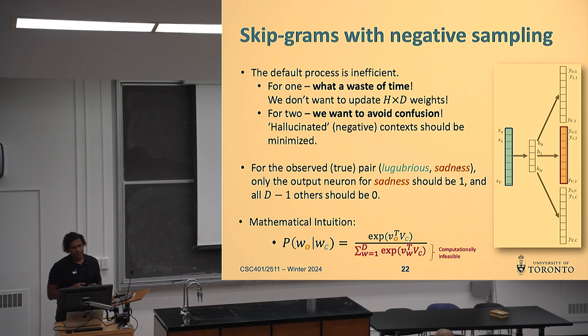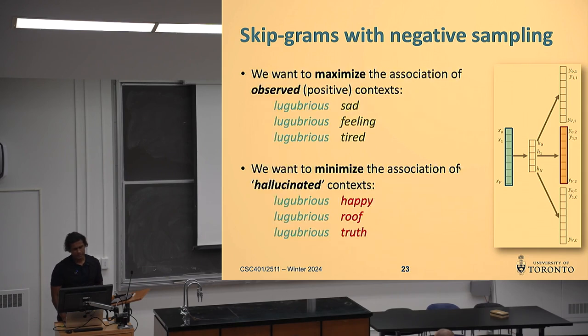So that's one intuition that we can apply in order to make it more computationally feasible. With that intuition, with the running example of lugubrious, we want to maximize the association of positive context, like lugubrious feeling, lugubrious tired, that we think semantically makes sense. And we want to minimize the association of hallucinated context, context that has nothing to do with lugubrious or is very unlikely. We do that using a technique called negative sampling.